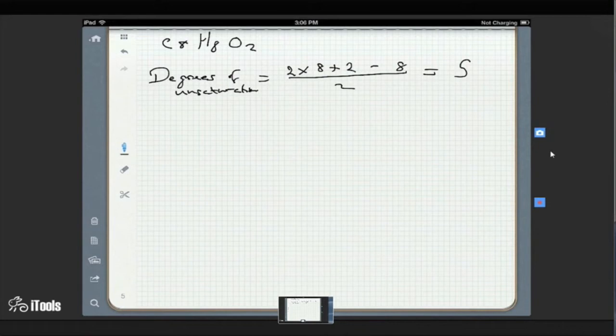Okay, so it's a weird, very complicated IR spectrum.